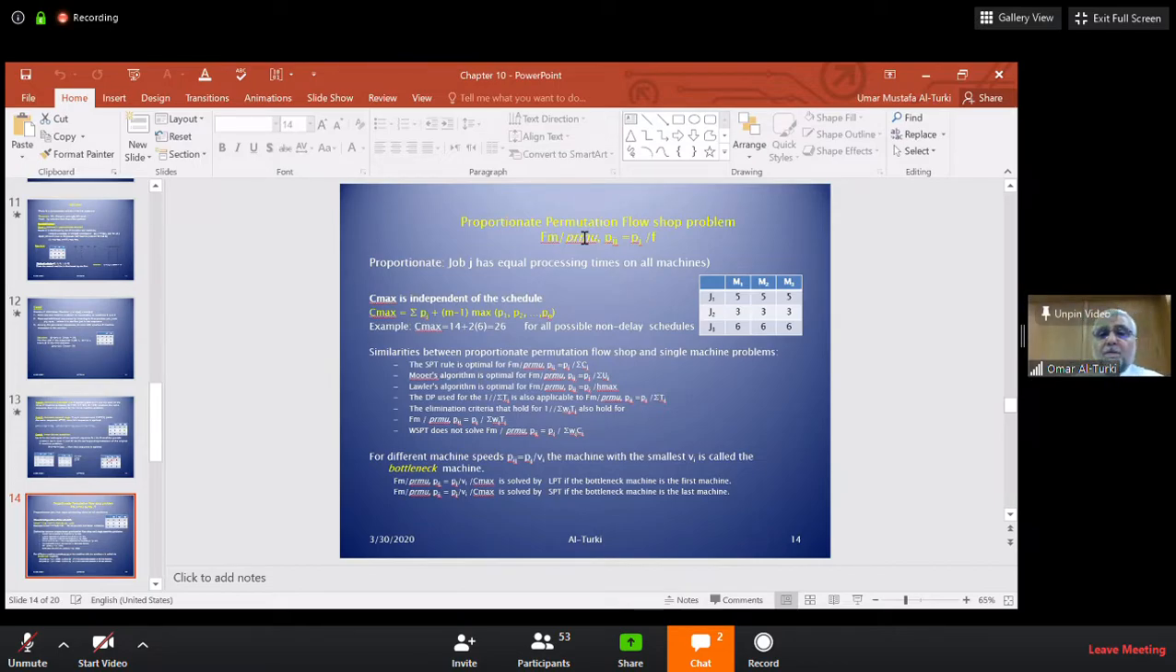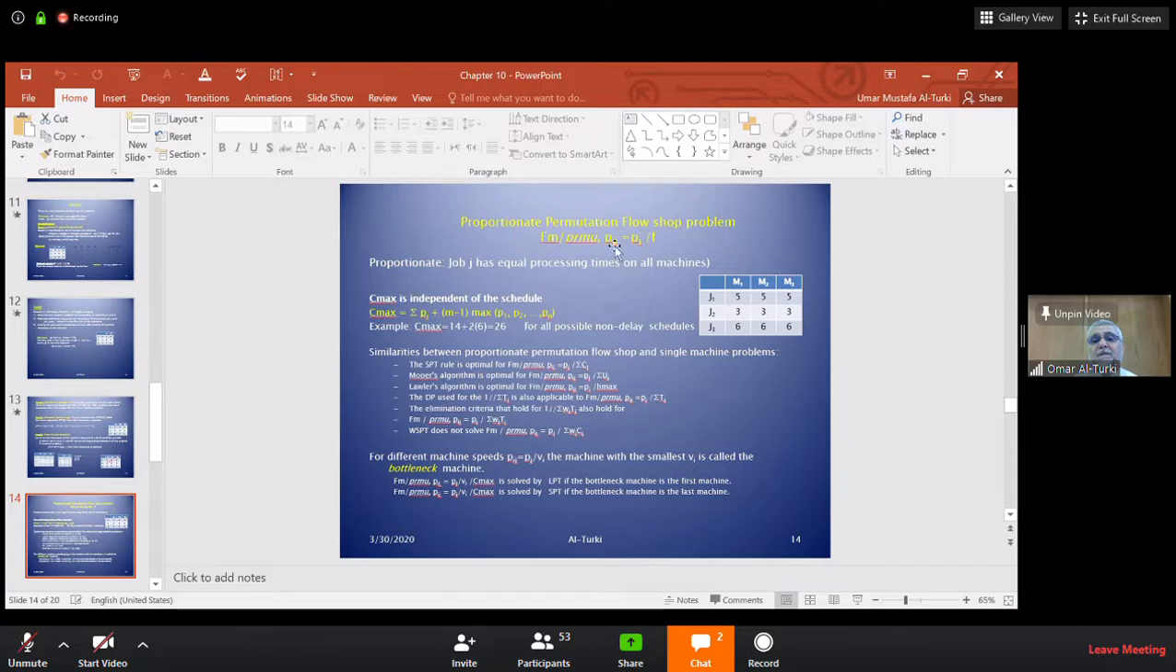Now, this problem is, of course, more difficult than the permutation one. When you have a permutation, it is a special case of the flow shop problem. At least we know that the optimum solution is a permutation for all machines, even if you have 10 machines. It is a permutation schedule. Now, what if we wanted to find the optimal solution with respect to any objective function, f?